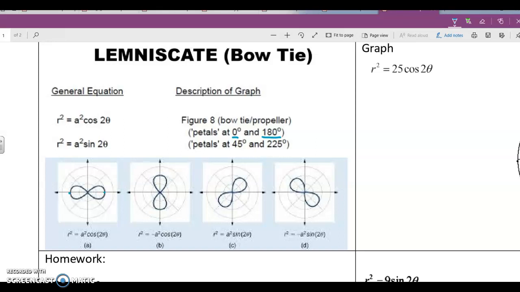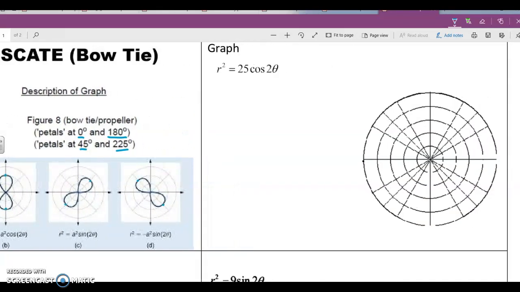And then if it's negative, they will be at 90 and 270. And if you have a sine, you're going to be at 45 and 225. And if it's negative, you're just going to flip-flop. So these ones are a little bit different. We kind of do a table, but you'll see.